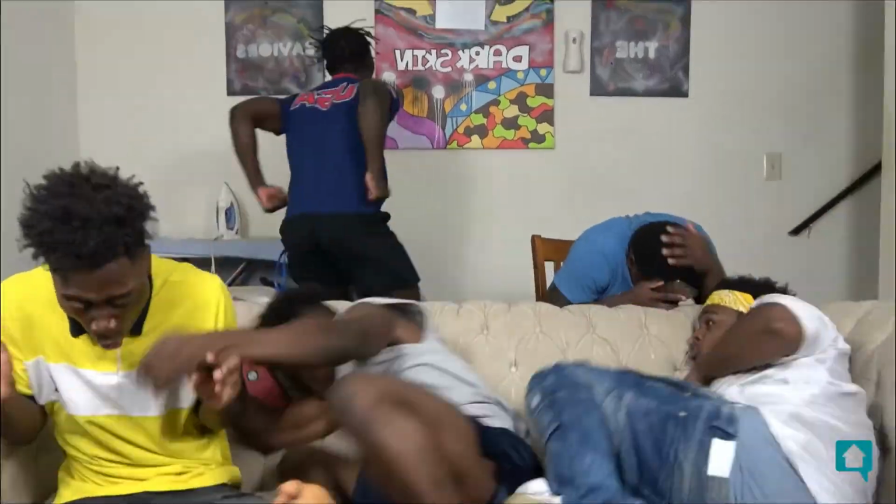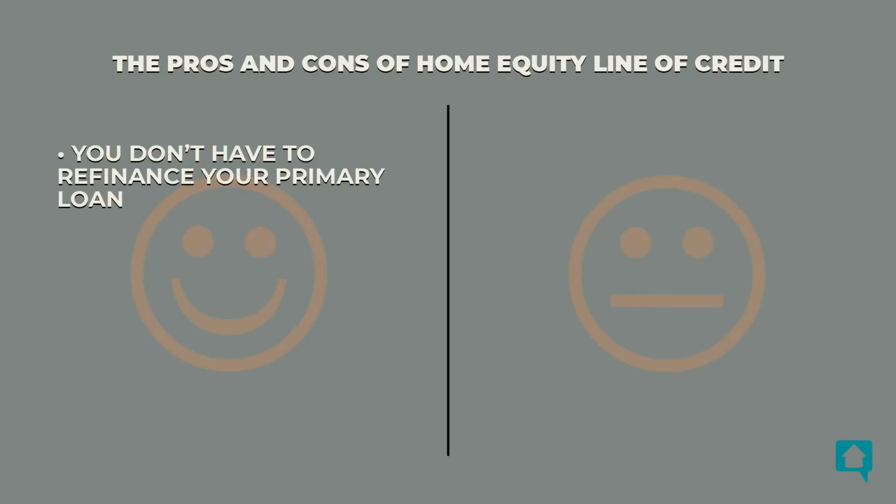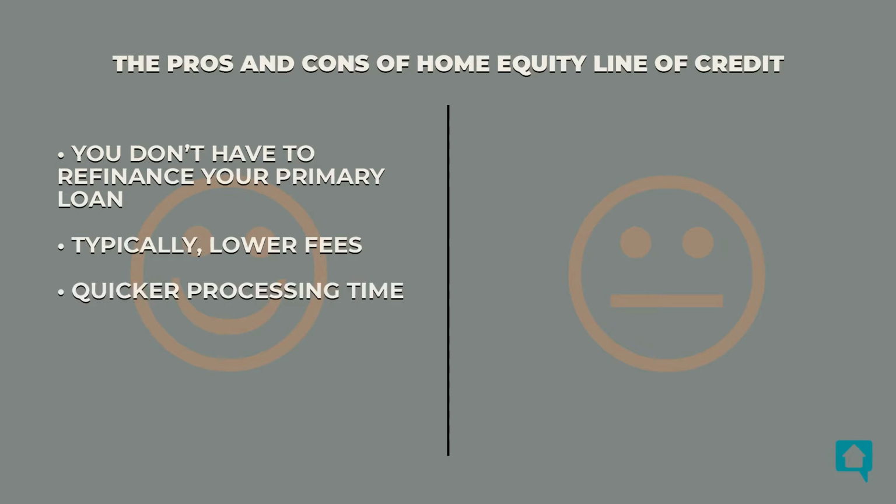So, let's talk about the pros and cons of a home equity line of credit. Pro, you don't have to refinance your primary loan. Pro, it's typically lower fees. Pro, it's a quicker processing time. And final pro, it's very flexible for use. You don't have to take all the money at once. It's a very flexible loan and you can access as much as you need when you need it.